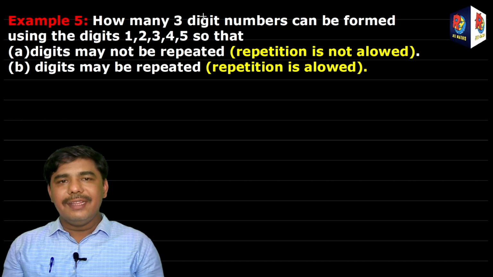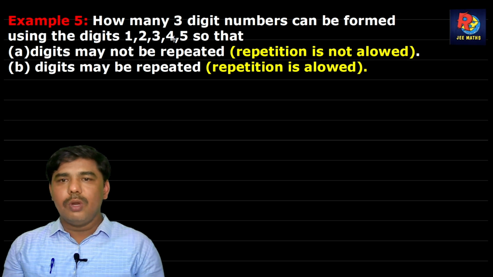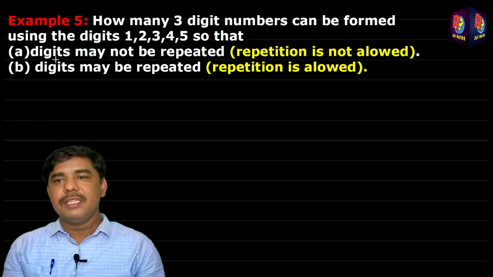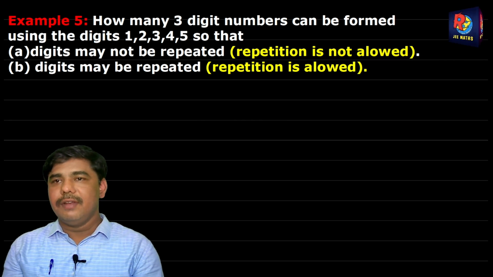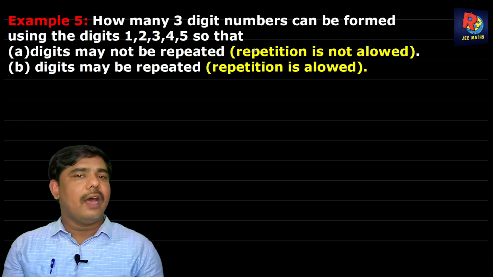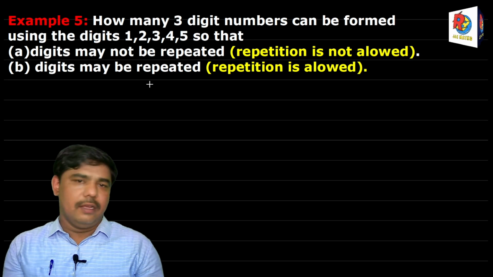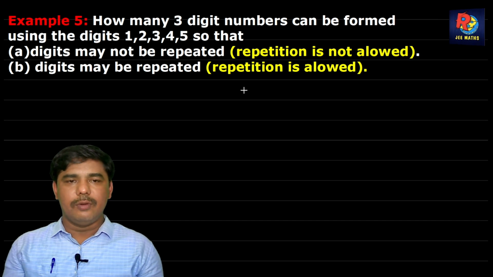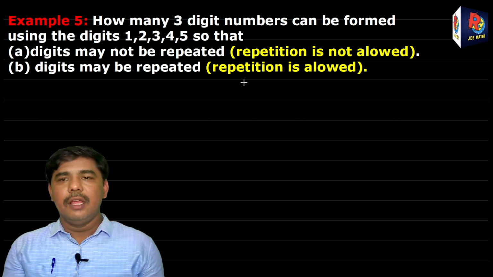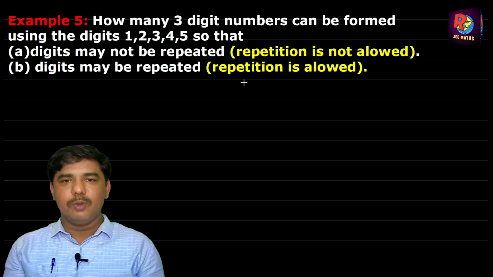How many 3-digit numbers can be formed using the digits 1, 2, 3, 4, 5? Sometimes they will ask like this: digits may not be repeated, or repetition is not allowed; or digits may be repeated, or repetition is allowed. No issue about that. So here, the most important thing is when repetition is allowed and when repetition is not allowed.